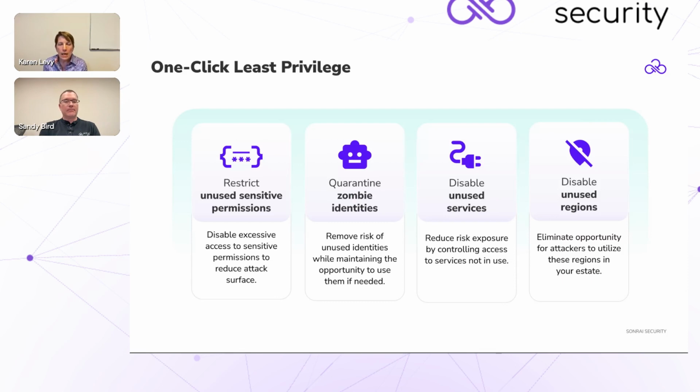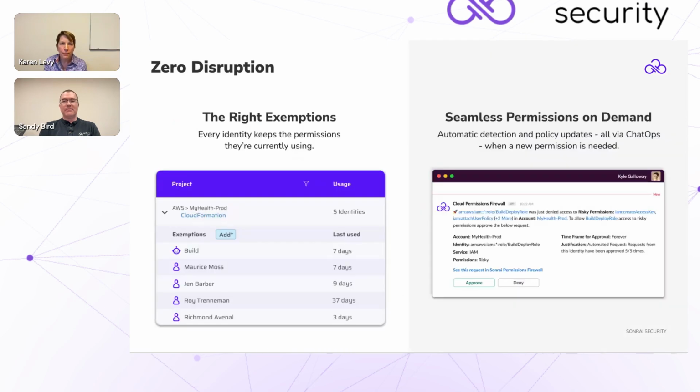Key message here is that we're not deleting anything from the cloud. We just put a policy in place to restrict the permissions, disable the services, and then it can be turned back on when needed. So let's talk about how that happens. This is the zero disruption part of the messaging for the cloud permissions firewall.